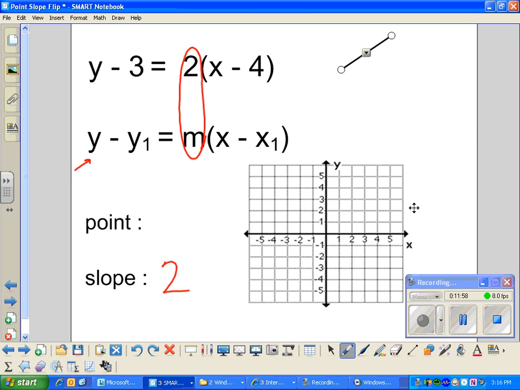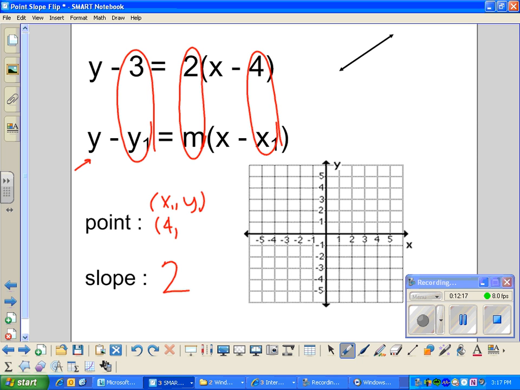Now I've got to figure out what the point is. So I'm looking for an xy value. Remember, I'm looking for my x sub 1, my y sub 1. My x sub 1 is right here. It's 4. Where's my y sub 1? Oh, right there. It's 3. And there you go. Got myself a point and a slope.